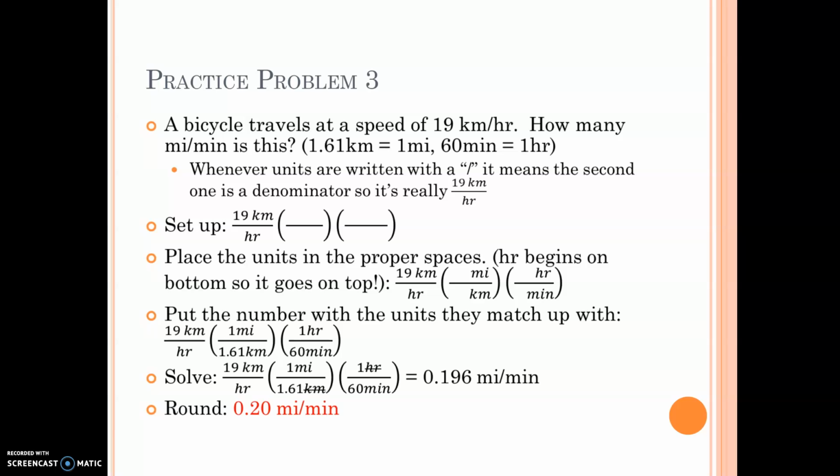In our calculator, we are plugging in 19 divided by 1.61 divided by 60. Our calculator answer is 0.196 miles per minute. The last step is to consider significant figures. 19 has 2 significant figures, so we must round 0.196 to 0.20 miles per minute.